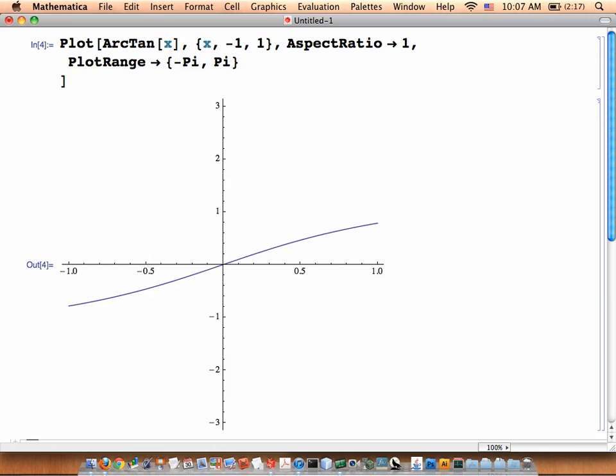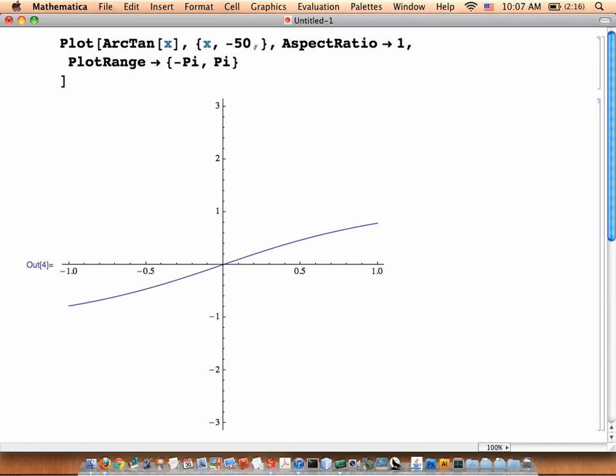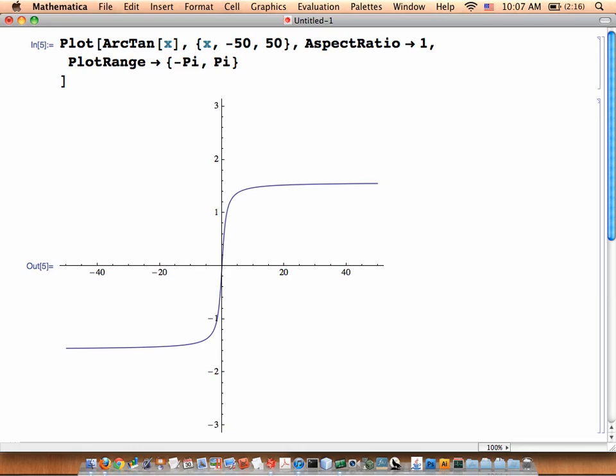Could I have you change one more thing? Instead of x going from -1 to 1, I'm going to have you put x goes from -50 to 50. Space or no space? No space. And then Shift Enter. Beautiful. So this is the inverse tangent that we're looking at right here.